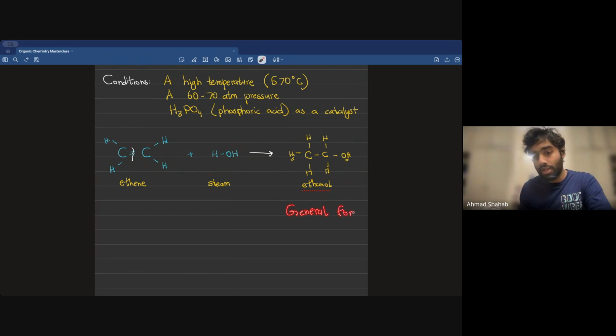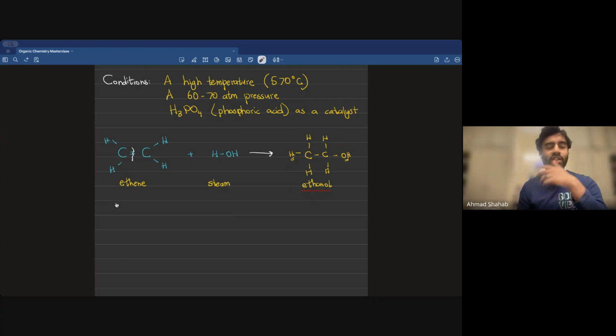The general formula of ethanol, right? And you see CH3, CH2, essentially C2H5. This is the ethyl group, and then the OH. This perfectly gives it away that this is an alcohol, right? And this was one of the ways to produce alcohol. This is a perfectly acceptable way to produce alcohol, because the product that is produced is ethanol.